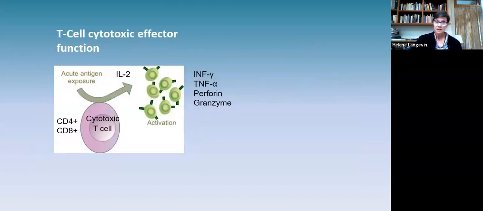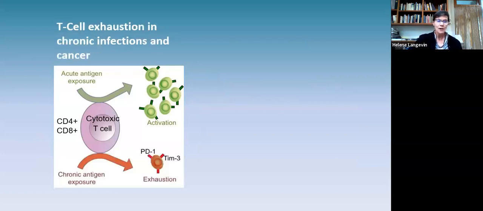In acute infections, for example with viruses, cytotoxic T cells respond to an acute antigen exposure by clonal expansion in response to IL-2, for example. And then cytotoxic killing of viral infected cells occurs with the release of strong effector mediators, in particular interferon gamma. So when a viral infection becomes chronic, T cells can become deactivated due to the presence of surface blocking receptors called immune checkpoints. Now these checkpoints make the T cells no longer able to release the cytokines and combat the infection. And this is called T cell exhaustion.